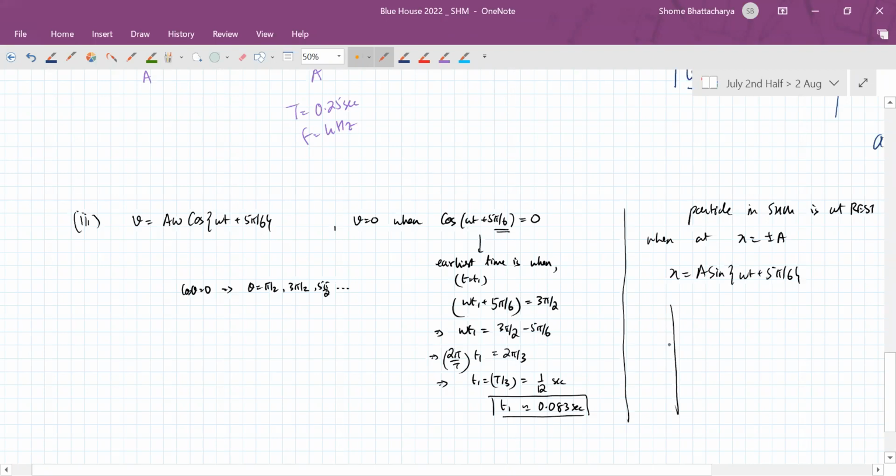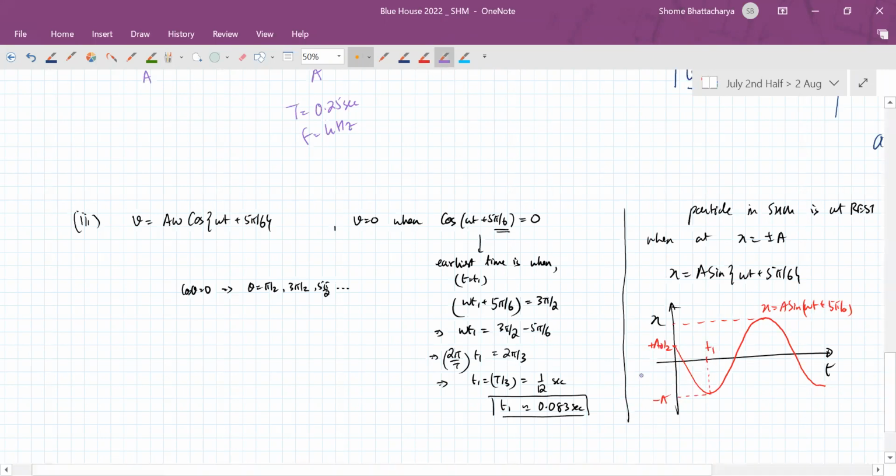Okay. So if you think of the x versus time graph, now we had discussed transformation of graphs last time. So you realize that this is a graph like this, where it's starting from a by 2 but going towards the negative side, having a negative slope, like this. So the earliest time it stops will be here, when it is reaching minus a. So this is my time t1.